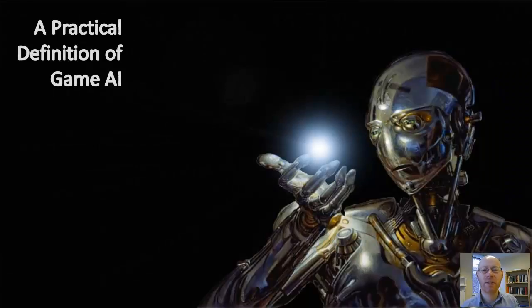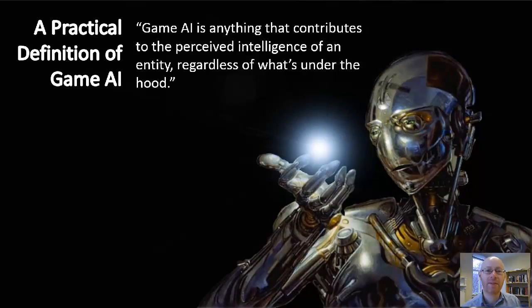So, a practical definition of AI. This is the thing that's important for us. Game AI is anything that contributes to the perceived intelligence of an entity. It's all about perception, regardless of what's under the hood. So we don't really care how it's done within a game. Well, we do. We want it to be fast, efficient, configurable, all of those types of things. But if it conveys the impression of being intelligent, then that's job done in terms of game AI.